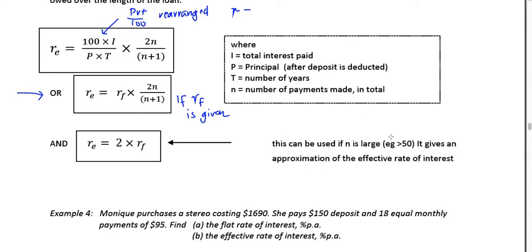Now, if you've got lots of payments, what actually happens is the effective rate can be approximated. So the effective rate, when there's loads of payments, say above 50 payments, is going to be roughly 2 times, roughly double the flat rate. So in those cases, sometimes if you don't have enough information to calculate the effective rate exactly, what you would need to do is approximate it, and you can do that by doubling the flat rate. So you only really use this one if you've been given the bare minimum of information to calculate the effective rate.